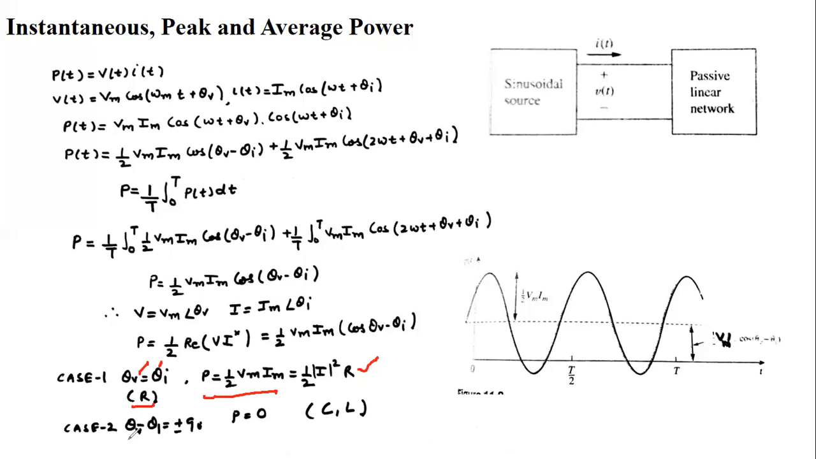While if theta v minus theta I equals plus or minus 90 degrees, that is, if voltage and current have a phase difference of 90 degrees, then power is equal to 0, and this is the case of capacitor and inductor. In case of capacitor and inductor, the phase difference of voltage and current is always 90 degrees. So power across the capacitor and inductor is always 0. So these are some important points.